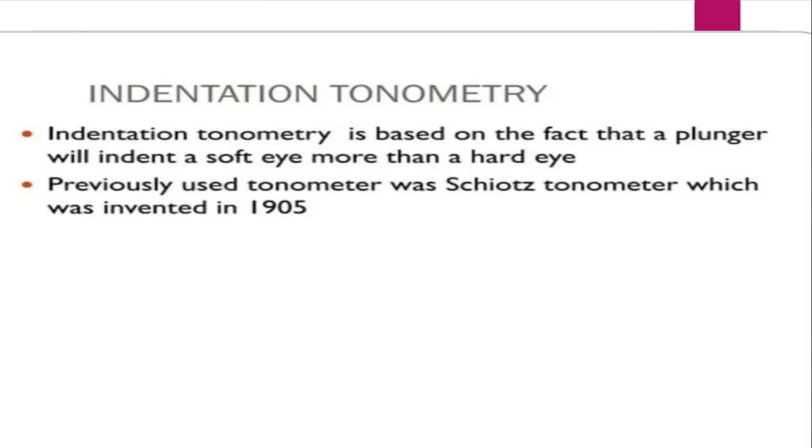Indentation tonometry is typically performed after the application of topical anesthesia eye drops to minimize any discomfort during the procedure. This method of tonometry is often used in cases where applanation tonometry cannot be performed, such as in patients with corneal abnormalities or scarring. It may also be used to confirm the result of other tonometry methods or to monitor IOP over time in patients with glaucoma.